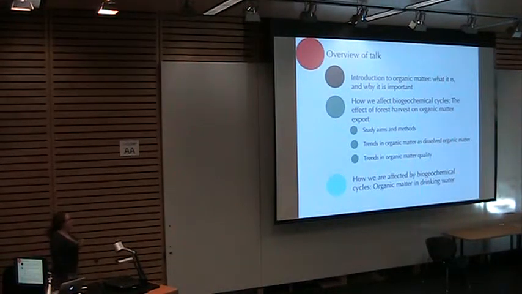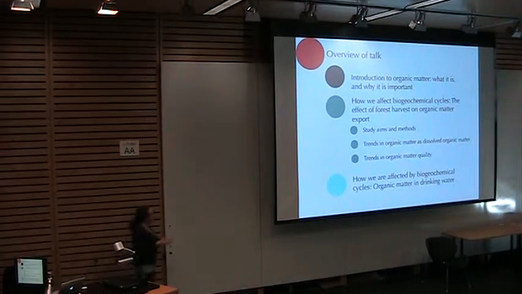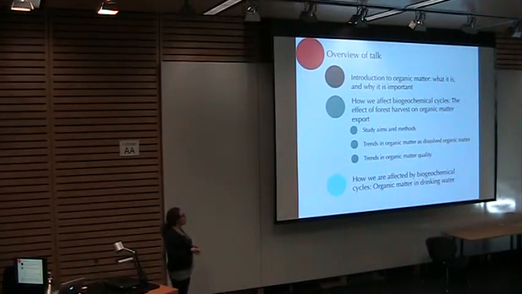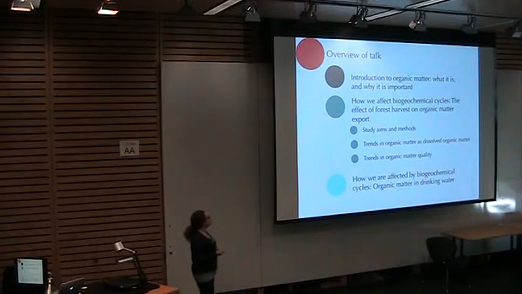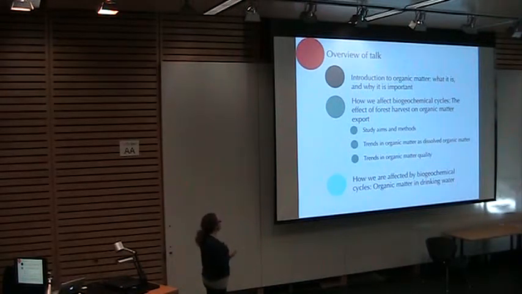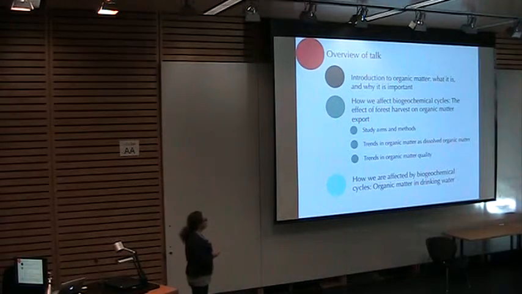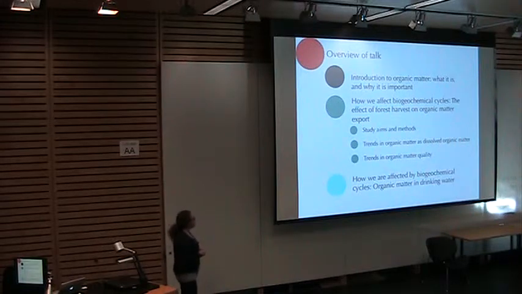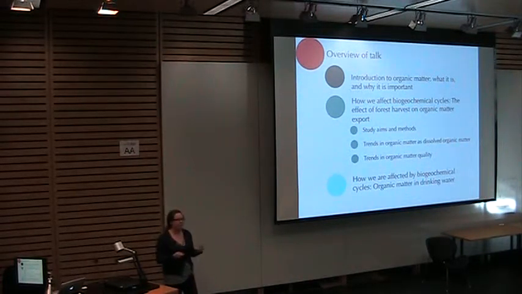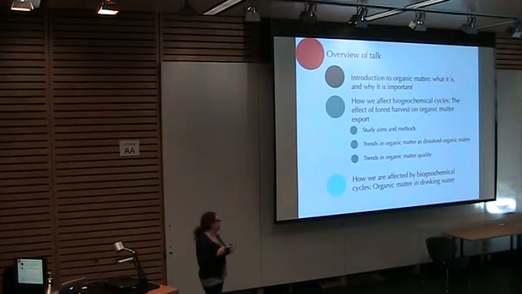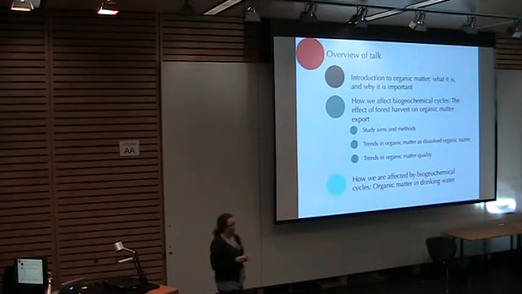So for the overview of my talk, I'm going to first introduce organic matter in surface waters, what it is and why I think it's important. Then I'm going to spend the majority of my talk on the idea of how we affect this biogeochemical cycle that's affecting organic material in surface waters. I'm looking specifically at the effect of forest harvest on organic matter export. I'll introduce some of our study aims and the methods that we've used, as well as some of the results that we've seen to date, noting this is still a project very much in progress.